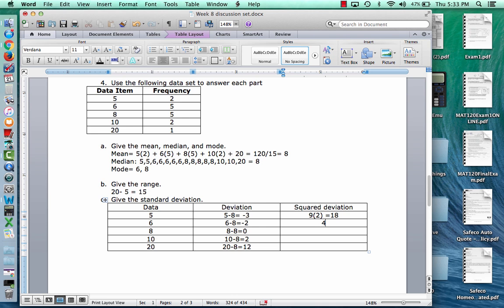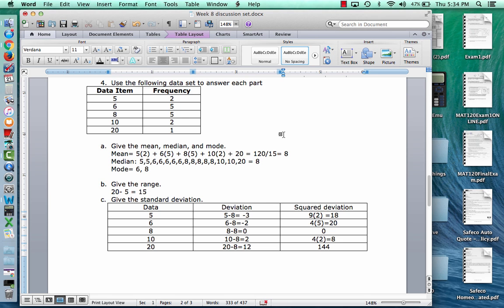Negative 2 squared is 4, so I square that deviation, get 4. How many 6s do I have? I have 5, so 4 times 5 is 20. 0 squared is just 0, and so that squared deviation is 0. And then 2 squared is 4. How many 10s do I have? I have 2, so I have 8 there. And then 12 squared is 144, and I only have 1 20, so that is my squared deviation there.